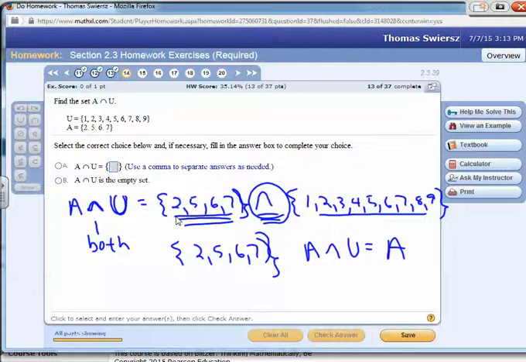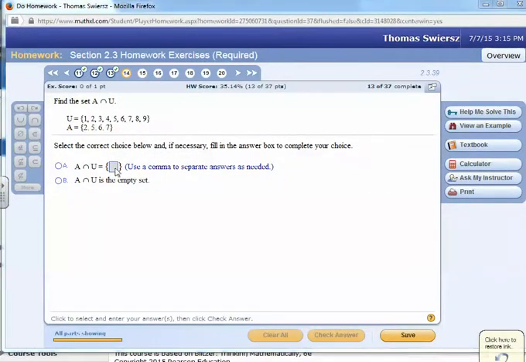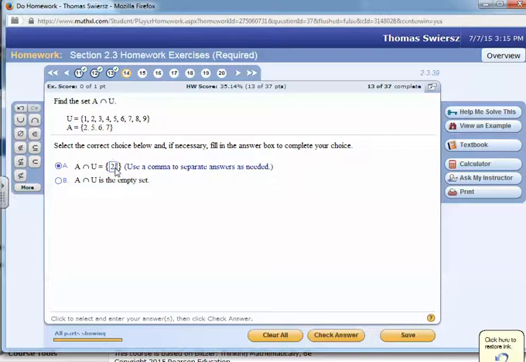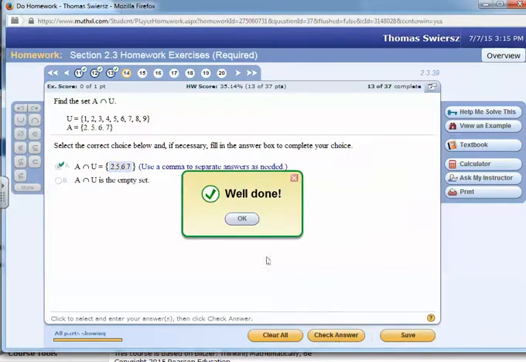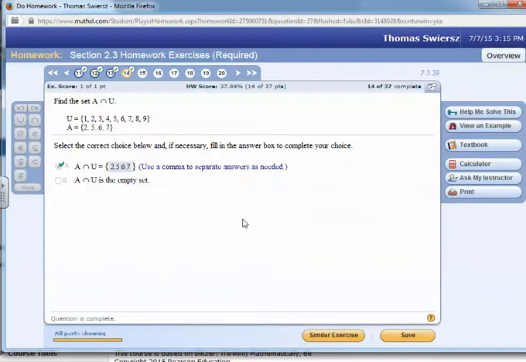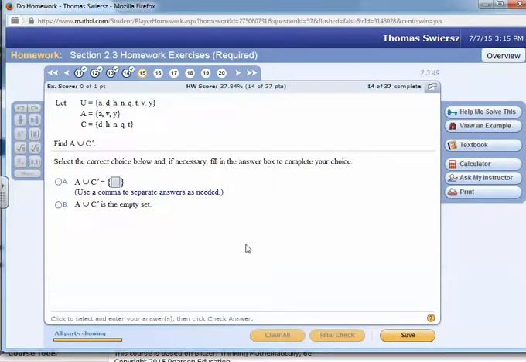Again, we have to put it in roster form, so we're going to have to put in 2, 5, 6, and 7, all the elements. 2, 5, 6, and 7. And there's our correct answer for number 14. All right, let's look at number 15.